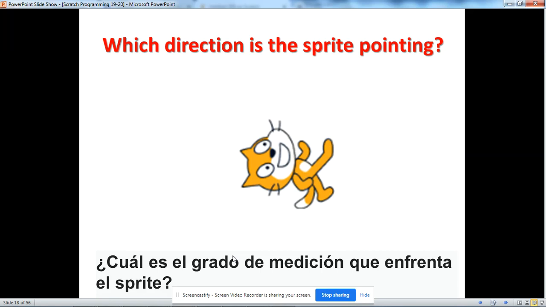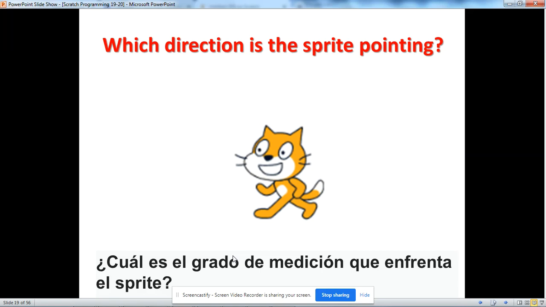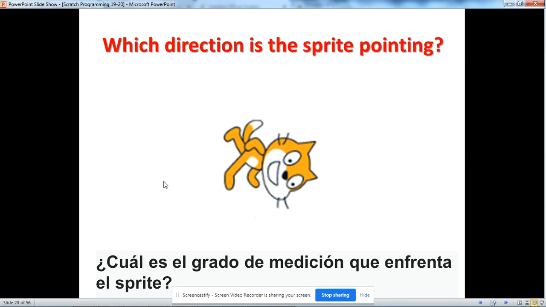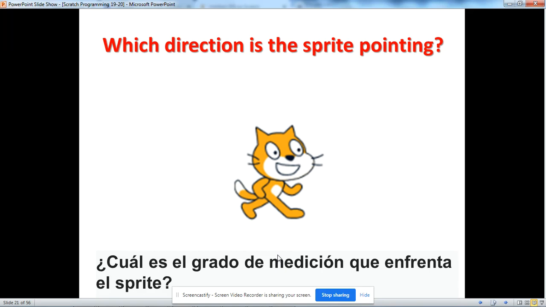And the correct answer is 0 degrees. Which direction is the sprite pointing in this picture? He's looking left, so he's pointing in negative 90 degrees. What direction is the sprite pointing now? He's pointing down, which is 180 degrees. And last, what direction is the sprite pointing here? The sprite is pointing right, which would be 90 degrees. Okay. All right, so that is it.